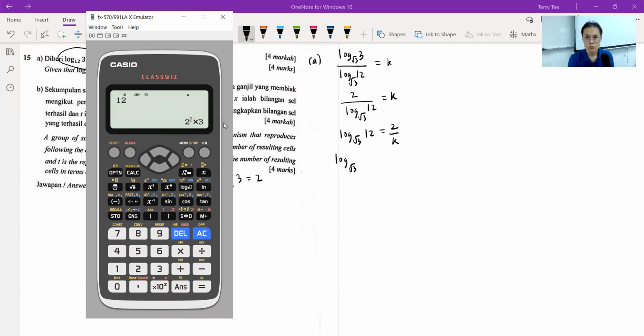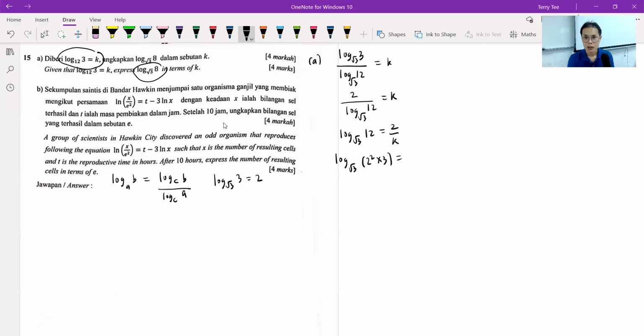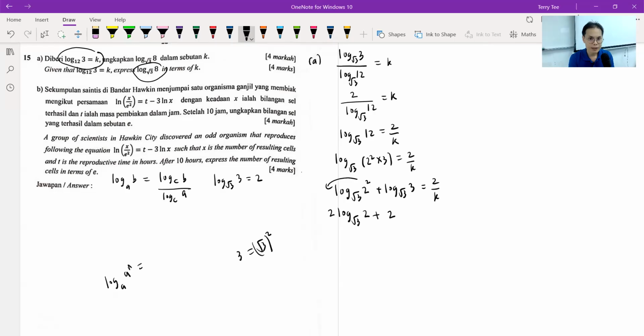So we know 2 power 2 times 3 equals 2 over k. Now we can break this up further into log base square root 3 of 2 with the power 2, and log base square root 3 of 3, equals 2 over k. Now that 2 you can transfer in front. You get 2 log base square root 3 of 2, and we know earlier log base square root 3 of 3 is basically square root 3 squared, so it's actually 2.